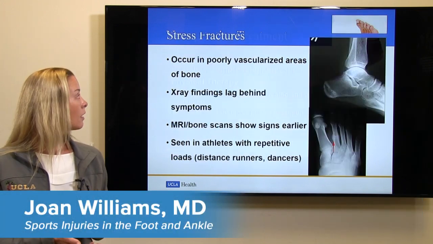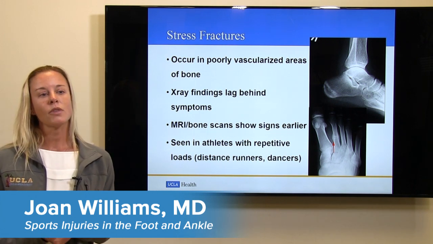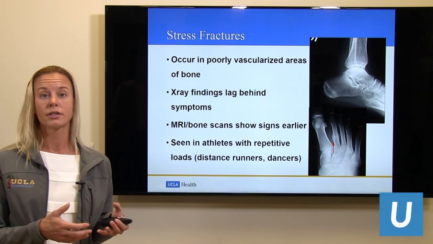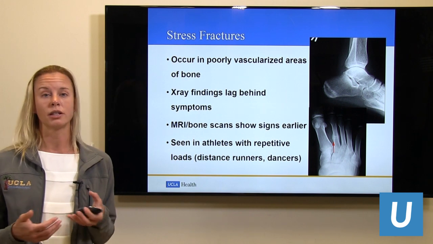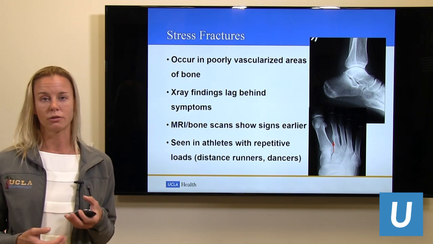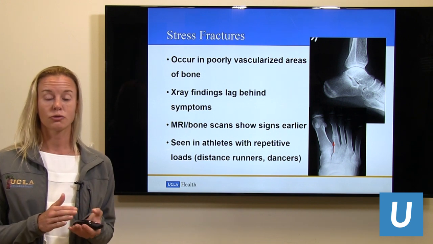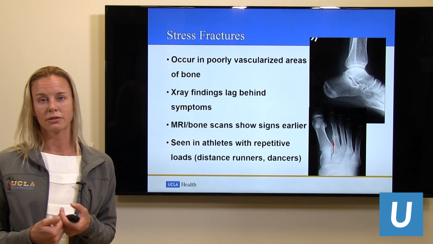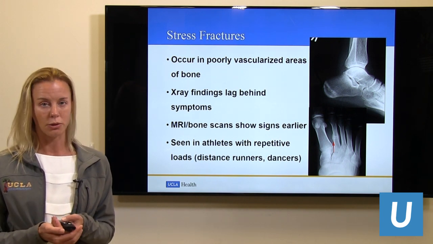Stress fractures are things that are very common in people who all of a sudden start their activity, or have a sudden increase or change in what they've been doing normally. What these are is a stress reaction in the bone that, if it goes on too long without rest and treatment, can become a real fracture where there's an actual break in the bone.